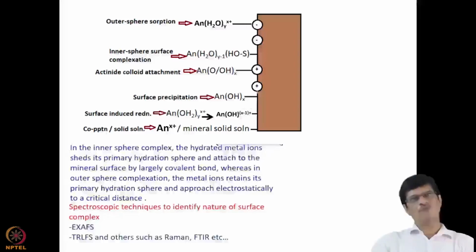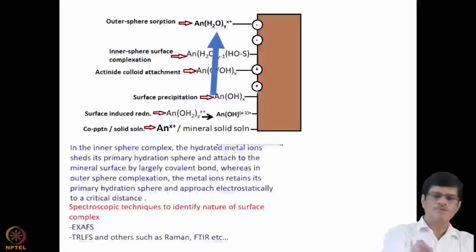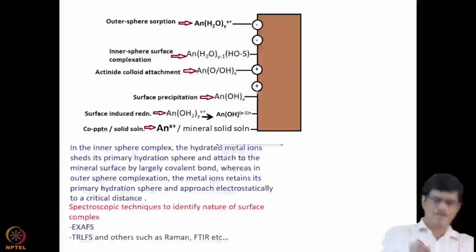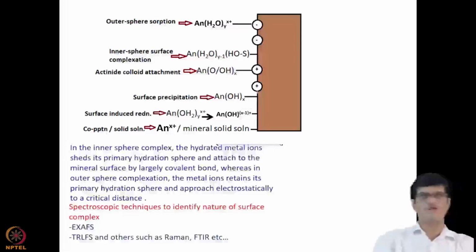Now, we also have outer sphere substance, inner sphere surface complexation. So there are some of the examples I have shown here. In case of the outer sphere substance, we have this. This is the aquated complex of the actinide. Actinide is symbolized as AnX+, and there are Y number of water molecules forming a hydrated or the aquated complex of the actinide ion.